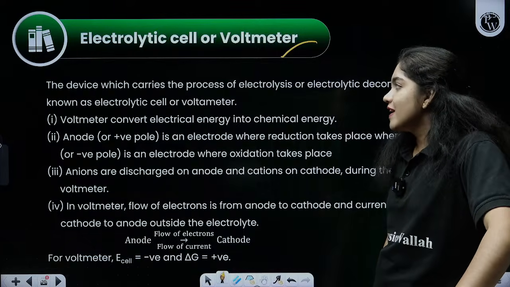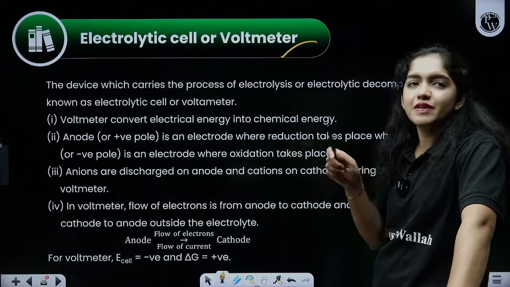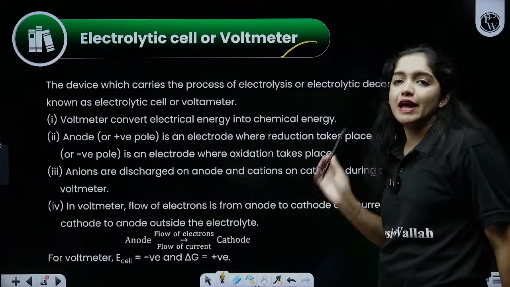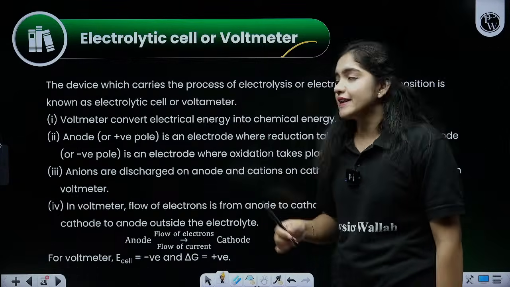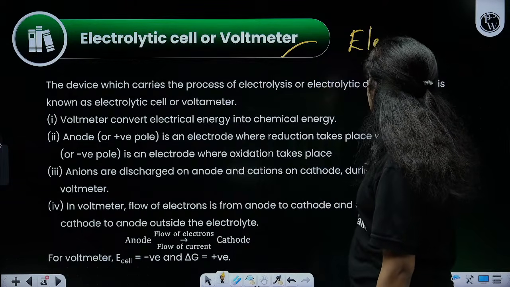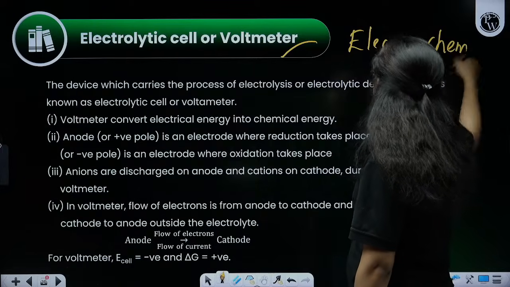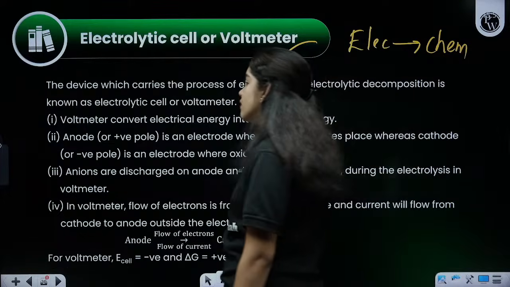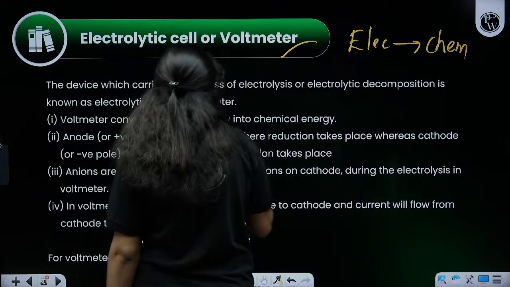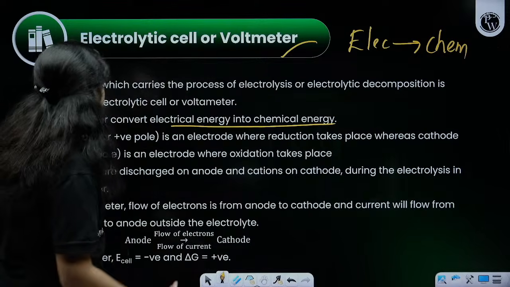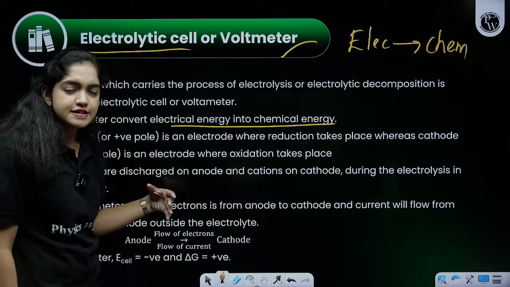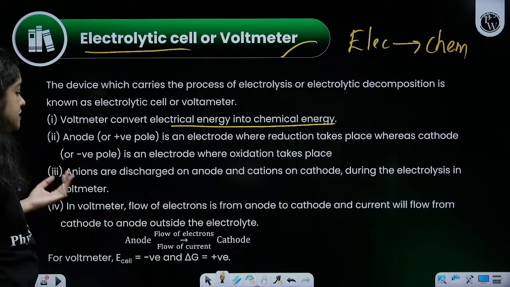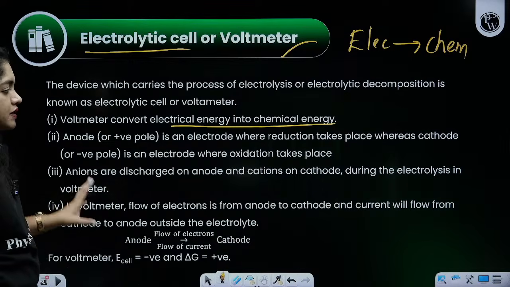Okay. The device which carries out the process of electrolysis is just the opposite of what we learned in the beginning. What is opposite? Chemical energy converted into electrical energy, but in the case of the electrolytic cell, what is happening here? Electrical energy, I am writing EE, okay, is converted into chemical energy. Electrical energy converted into chemical energy is known as the electrolytic cell or voltameter. So learn the main point: the electrolytic cell, in which electrical energy is converted into chemical energy. Is that clear? Got it? Then anions are discharged at the anode and cations at the cathode during electrolysis in the voltameter.